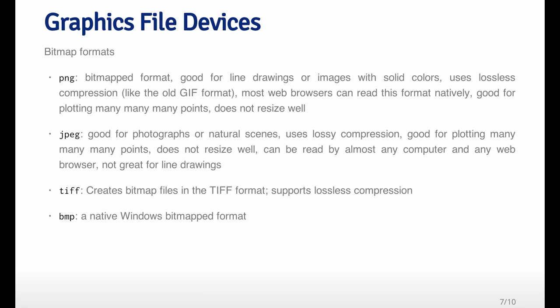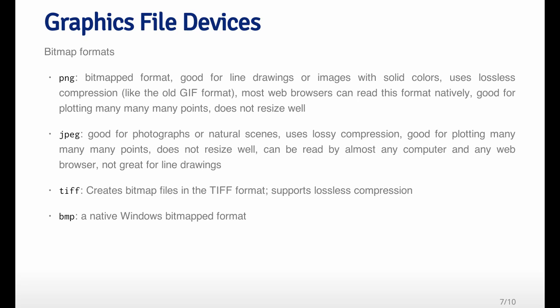In the bitmap file formats, there are a few common ones. Probably the most common is PNG, which stands for Portable Network Graphics. Basically, bitmap formats represent plots or images as a series of pixels. And so they're very good for plots that have lots of different points, because they'll be very efficiently represented in a bitmap format. PNG in particular is good for things like line drawings or images with solid colors.